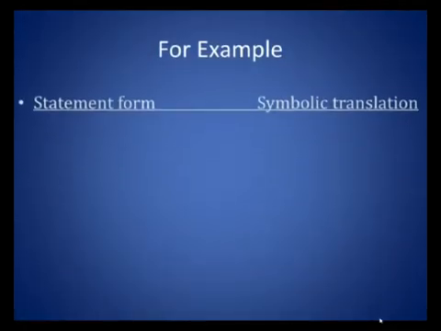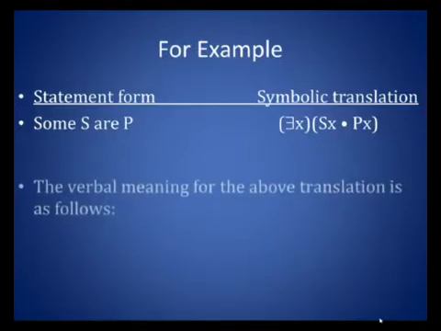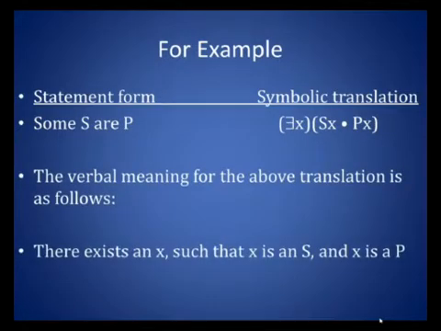So for example, some S are P. That would be translated like this. I put my backwards E in next to one of my individual variables. In this case, I chose lowercase x. And then I'll have Sx and Px. This is translated as there exists an x such that x is an S and is a P. Notice the statement says some S are P. So that just means that there exists at least one x that is an S and it's a P.